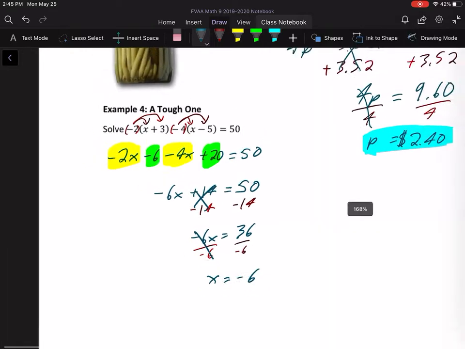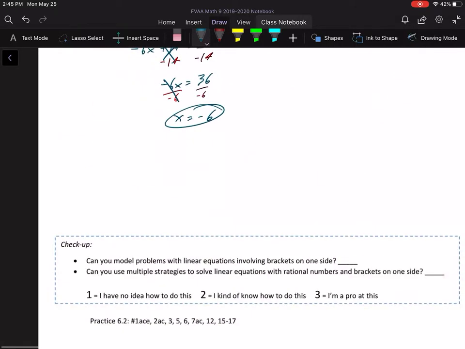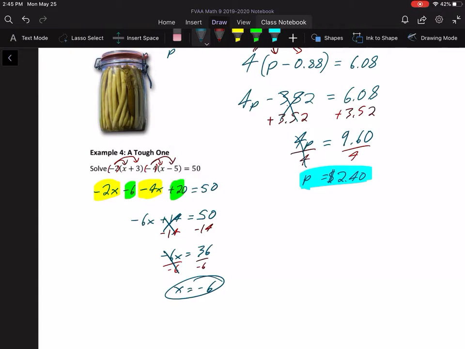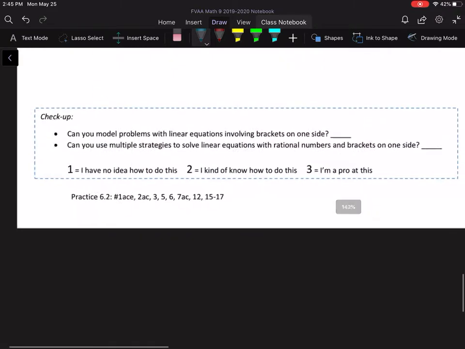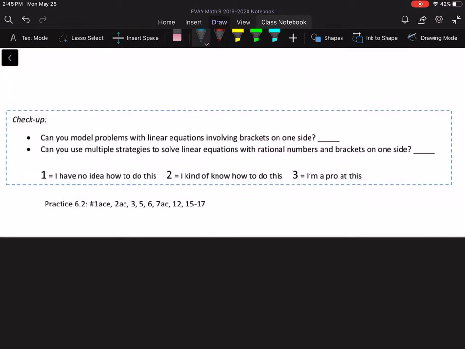Surprise, surprise. All right, so those are your notes for today. Hopefully they have been helpful for you. Hopefully by the end of these notes you can model problems with linear equations using brackets on one side, using word problems where you're able to figure out the equations we came up with, and can you use multiple strategies to solve these types of equations.